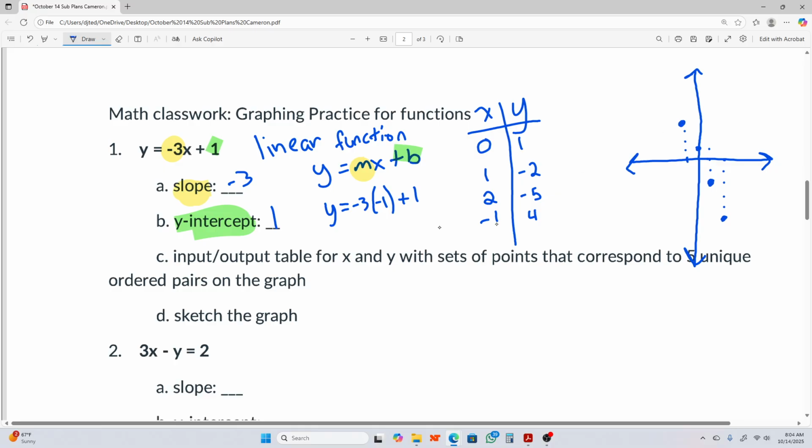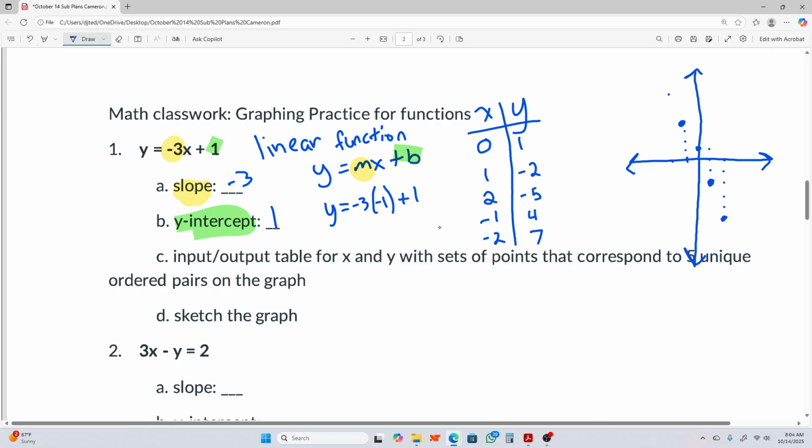And now that we can see the pattern, we know that the next one, when x is negative 2, it's going to go up 3 more. It's going to be at 7. I know that without using the table because that's what's going to give me a straight graph. And that's 1, 2, 3, 4, 5 points.